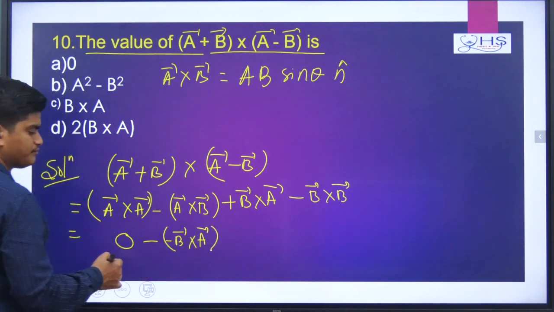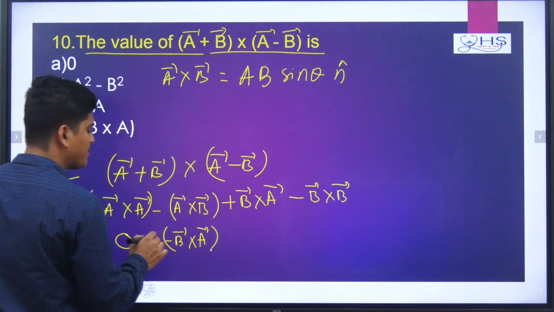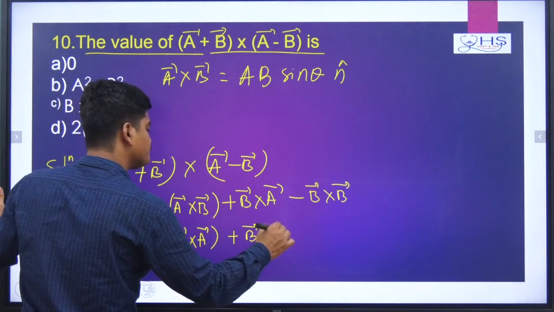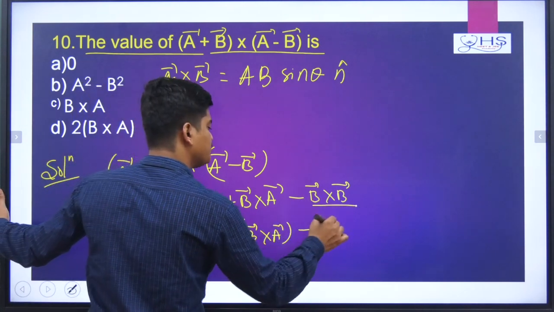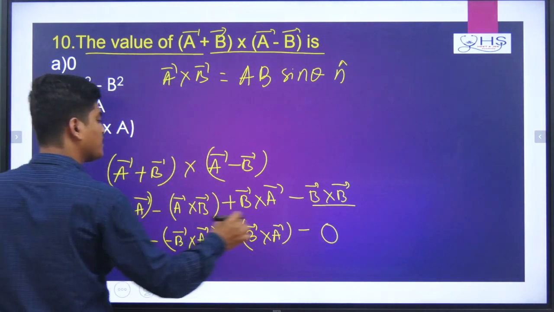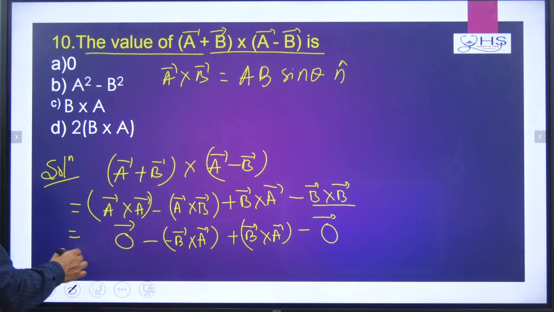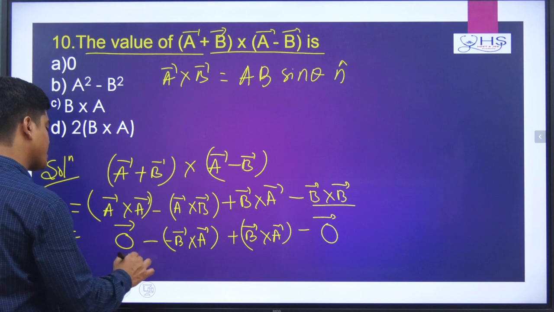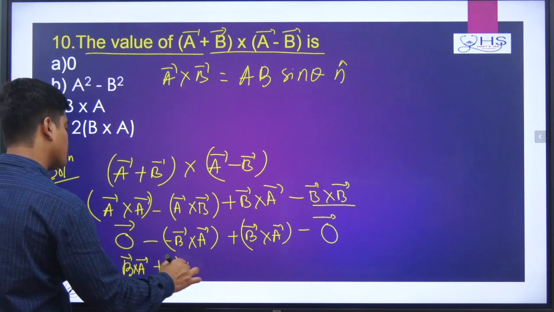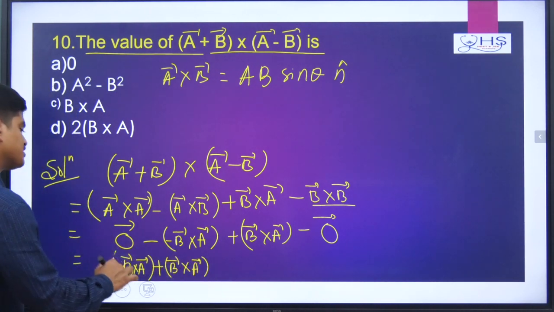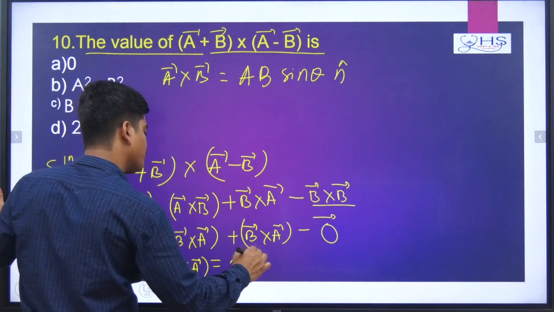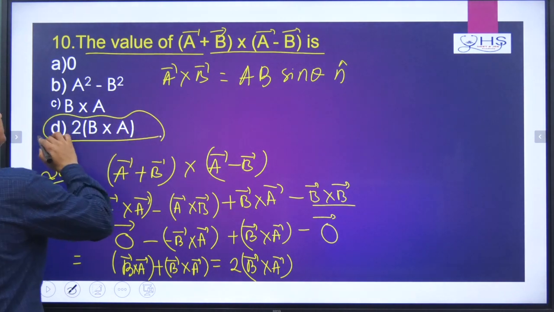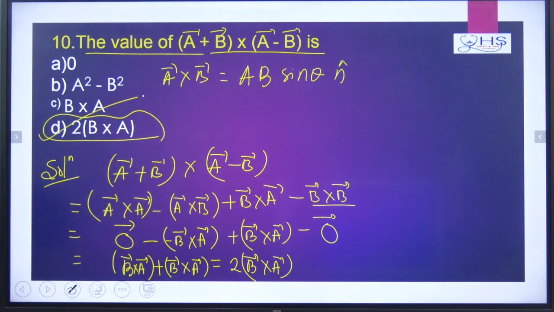Minus B cross A. Okay. Now here this minus minus cancels, it becomes plus. Then here you keep it as B cross A. Now minus B cross B is nothing but 0, or you can write a 0 vector basically. So I am writing 0. Now what will happen if you add this? It will become B cross A plus B cross A. So B cross A plus B cross A, how much? 2 times B cross A. The answer will be what? The answer will be D, 2 times B cross A.